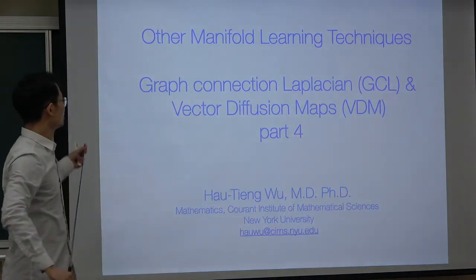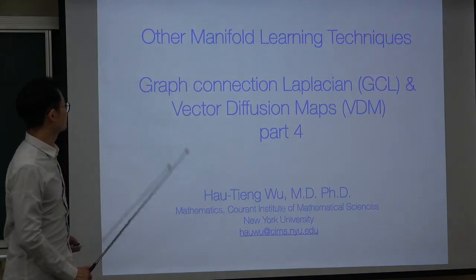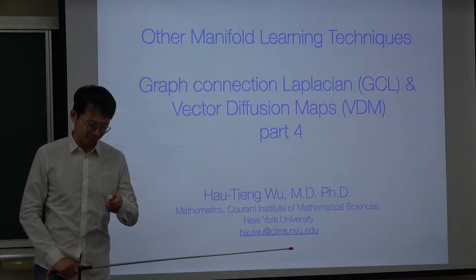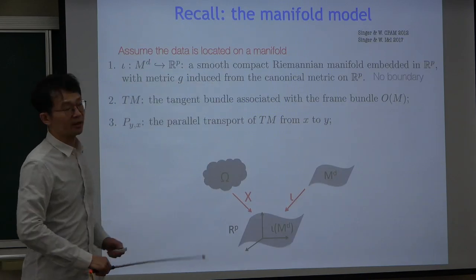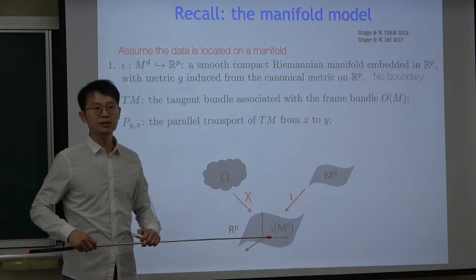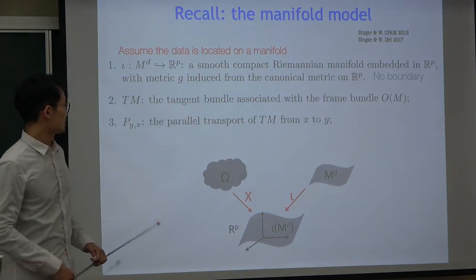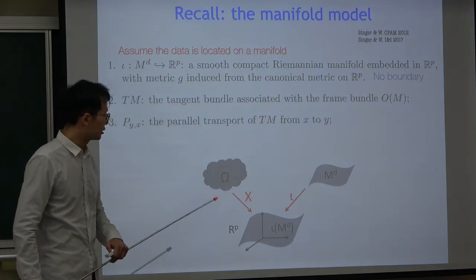Let's continue with part 4 of a series of lectures about graph connection Laplacian and the vector diffusion map. The focus of this lecture will be how to analyze a set of point clouds that is sampled from a manifold when we cannot access the geometry of the manifold.